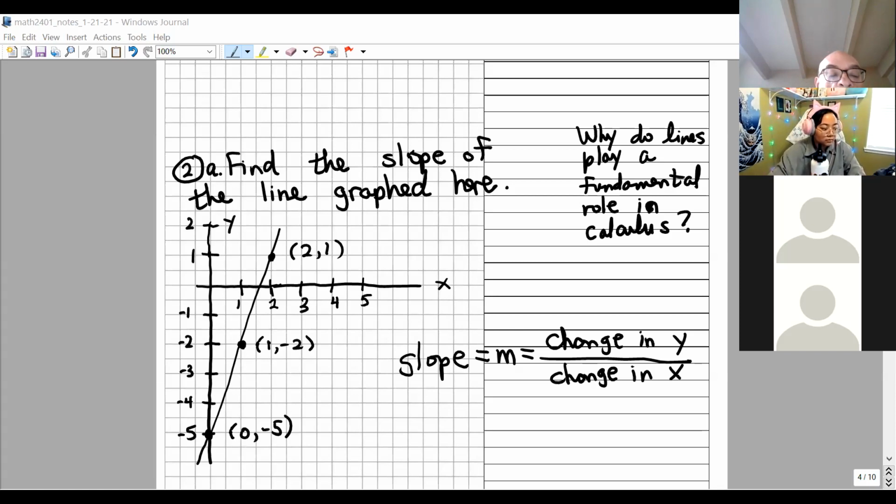If you take a look at this line, you've got some points whose coordinates on the line are given to you. And you can use that information to really quickly deduce what the slope of the line is. Let's start with this point here, (0, -5).